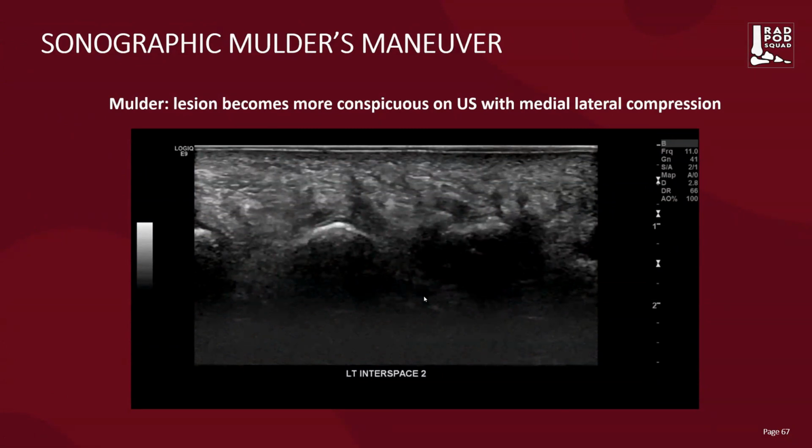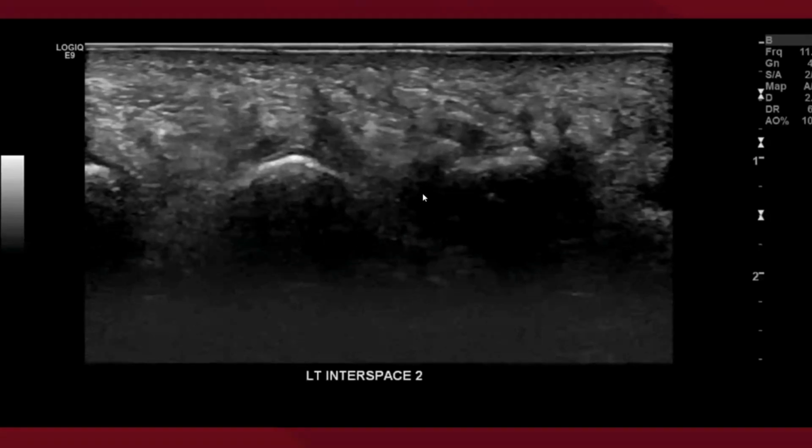The Mulder's maneuver is where we're going to compress the foot from medial to lateral and be able to create a situation where an interdigital lesion may become more conspicuous on ultrasound with medial to lateral compression. In this case, we can see that there is fullness of this interspace as a compression between the first and the fifth occurred to create a situation that had an audible click, where we were able to see the protrusion of the interdigital nerve pushing along the deep transverse intermetatarsal ligament.